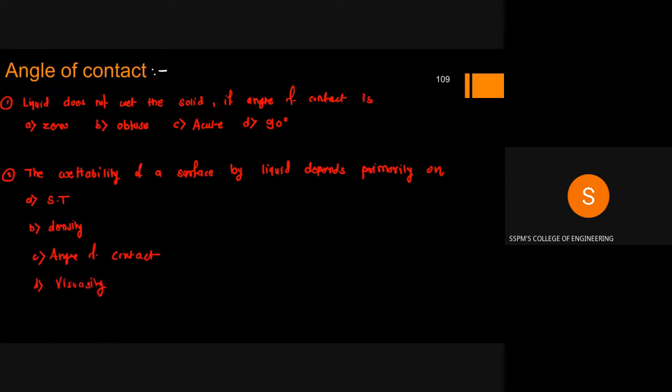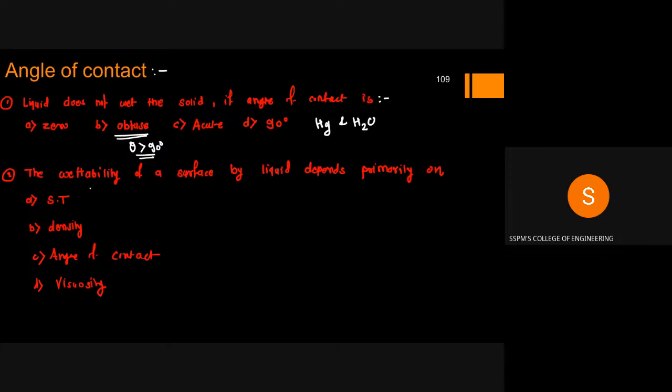Okay, now the next point is the angle of contact. So first question is: a liquid does not wet the solid if the angle of contact is? If the liquid doesn't wet the solid, for example mercury and glass, then the angle of contact must be obtuse. Obtuse means theta greater than 90 degree. In this case, the liquid will not wet the solid. So in the example, remember mercury and glass.